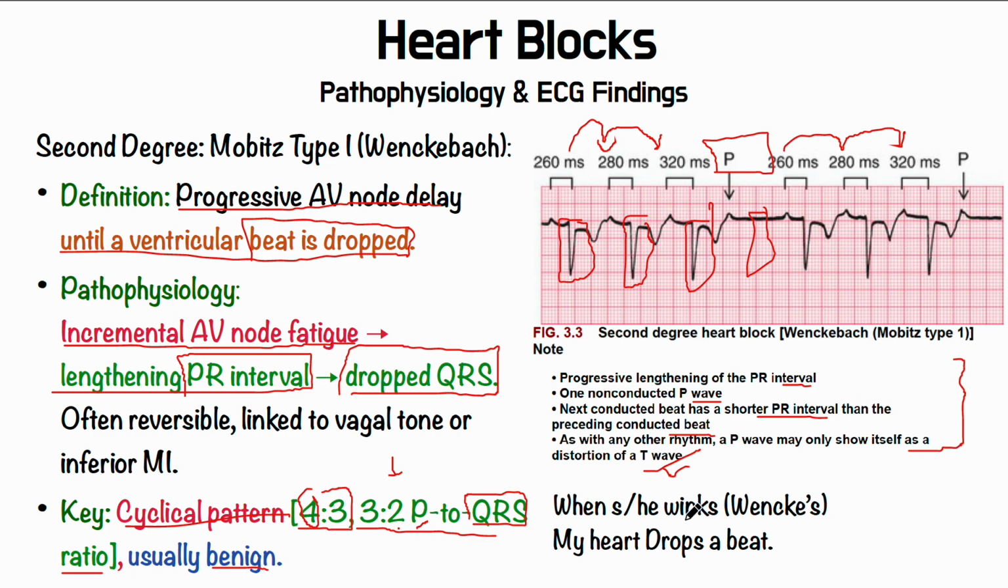The mnemonic is: when she winks, that is Wenckebach, when she winks, my heart drops a beat, right? That is the mnemonic. So there is a pattern. The heart drops a beat only when she winks, right? You can remember it like the love of your life is coming towards you, but she or he doesn't know that you are in love with them, right? The more steps they come closer to you, the faster your heartbeat. That is, the more the PR interval increases, until she winks and your heart drops a beat. That is how you remember.